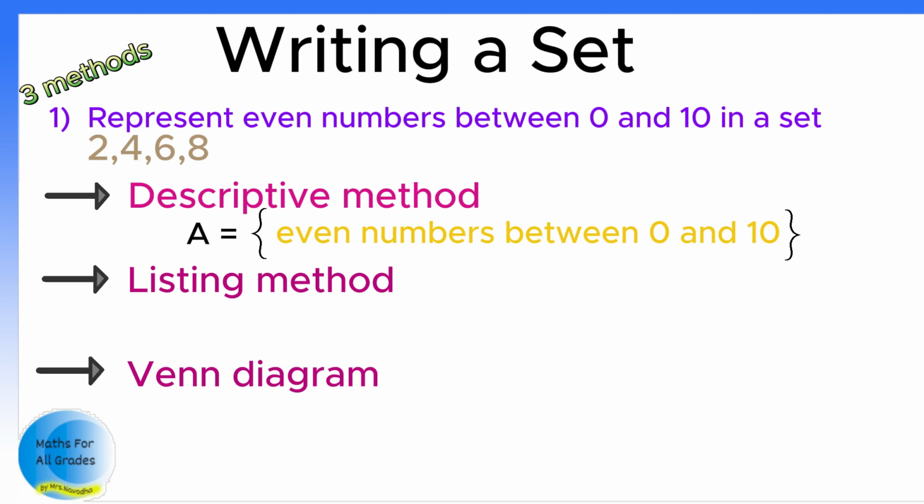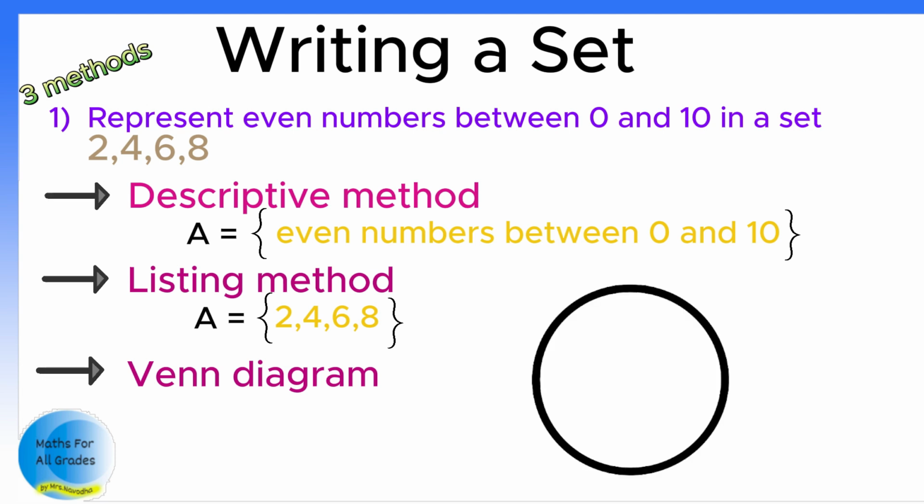Next method is listing method. We write down all the elements separated by commas. 2, 4, 6, 8. Then add curly brackets and name it using a capital letter. Now how do you read this? A is a set of even numbers between 0 and 10. Now let's learn about Venn diagram. All you have to do is draw any enclosed figure. Usually we draw a circle and then write down all the elements inside it like this. Then name it using a capital letter.